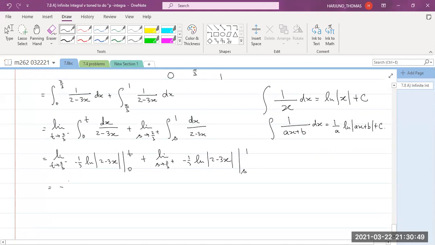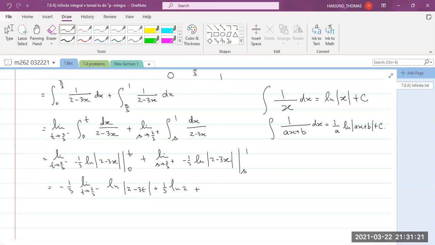Now the thing is, this is -1/3, limit t goes to 2/3, negative of natural log of 2 minus 3t, plus 1/3 natural log when x equals 0, that's 2, minus 1/3 natural log when x equals 1, that's 1, plus 1/3 limit s going to 2/3 from the right-hand side of natural log of 2 minus 3s.